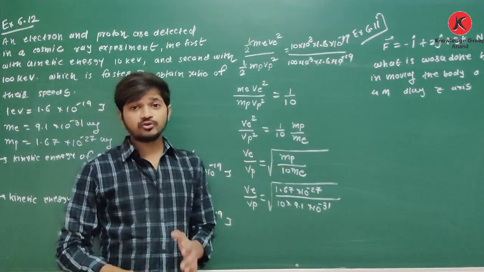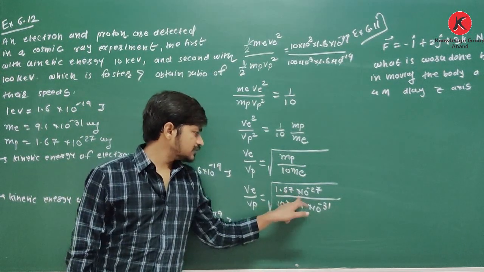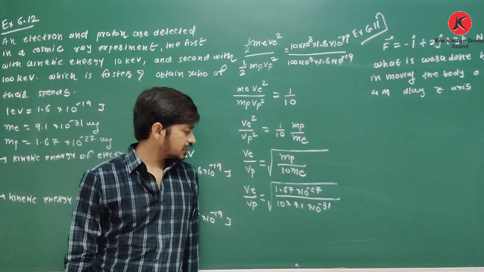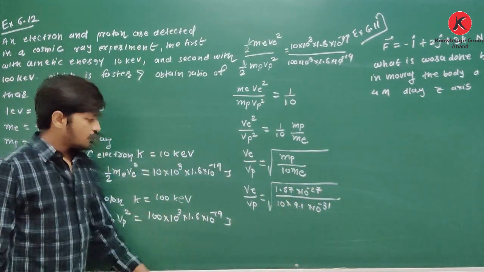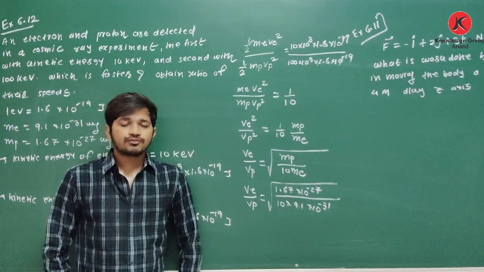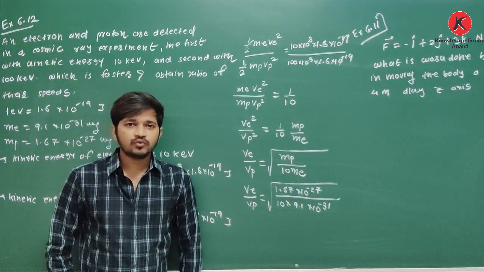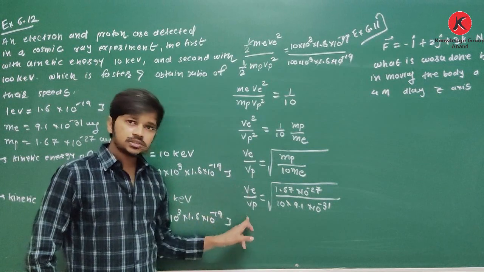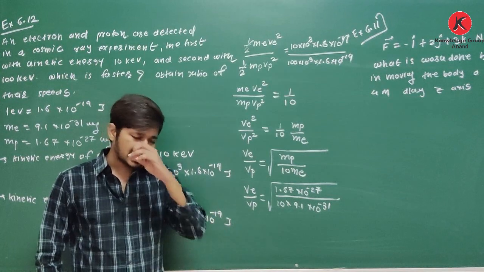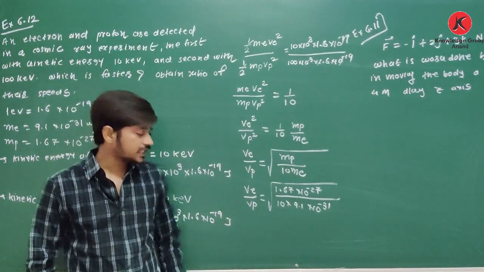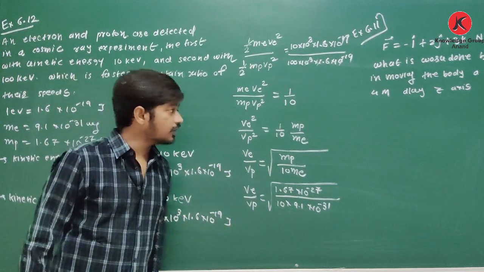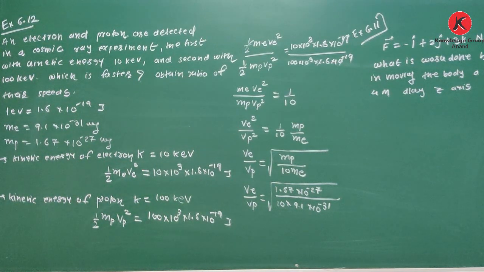Now you have to do the calculation: 1.67 into 10 raised to minus 27 divided by 10 into 9.1 into 10 raised to minus 31. Calculate this and find the answer of v_e upon v_p. From that relation you have to write which one is faster. Is electron faster or proton faster? You can easily compare the speeds, and from that comparison you have to write your answer. We will see the next question, that is the last for today.